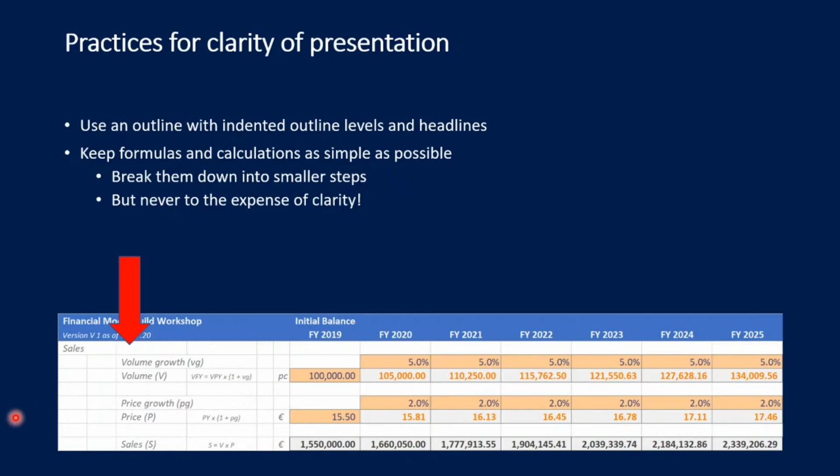To structure your models, it absolutely makes sense to give them an outline with indented outline levels and headlines. So here we see that the sales are modeled, and okay, here could be another indented headline, and here we see a certain structure too. So we have very small columns here to make that indentation.